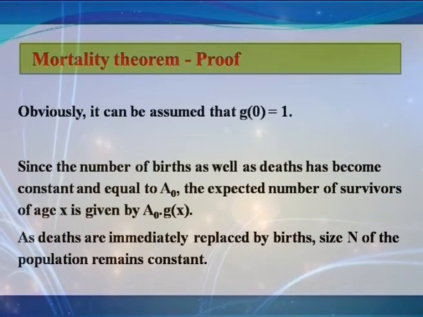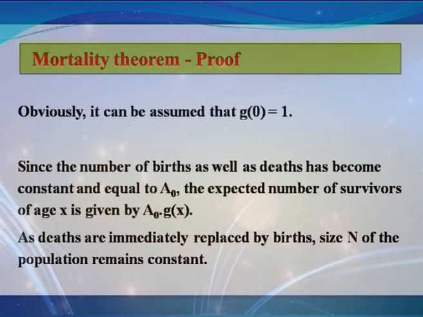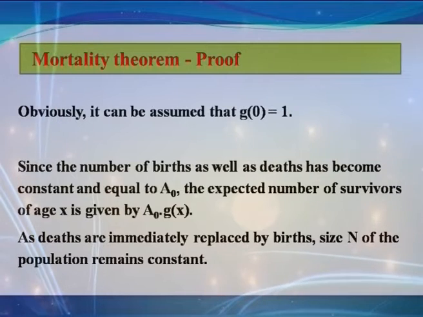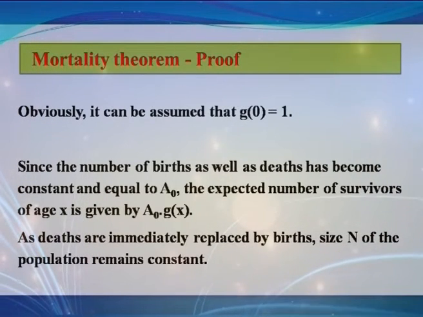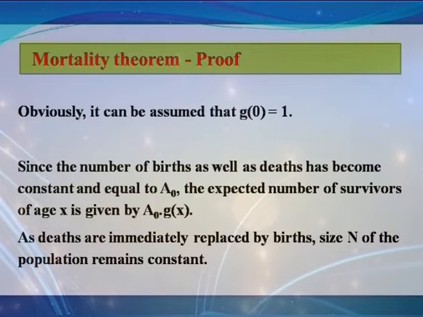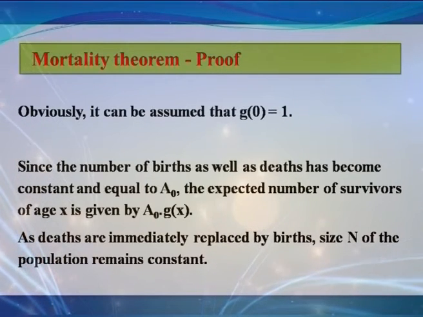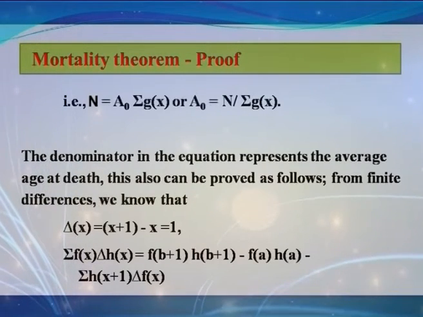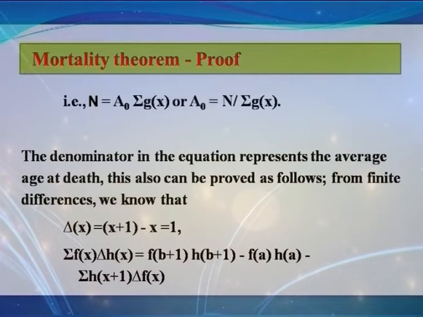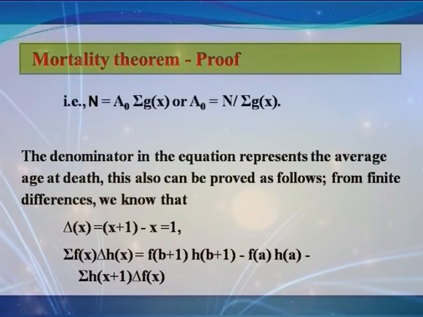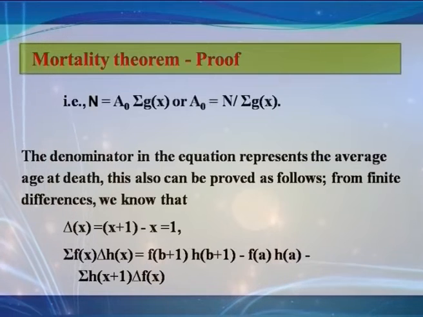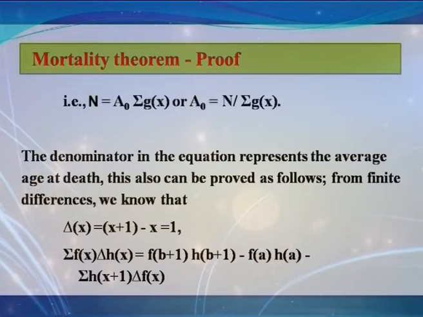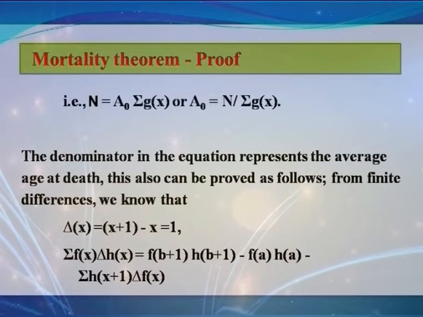Since the number of births as well as deaths has become constant and equal to a naught, the expected number of survivors of age x is given by a naught into g(x). As deaths are immediately replaced by births, the size n of the population remains constant. That is, n is equal to a naught summation g(x), or a naught is equal to n divided by summation g(x). The denominator in the equation represents the average age at death. This also can be proved as follows.